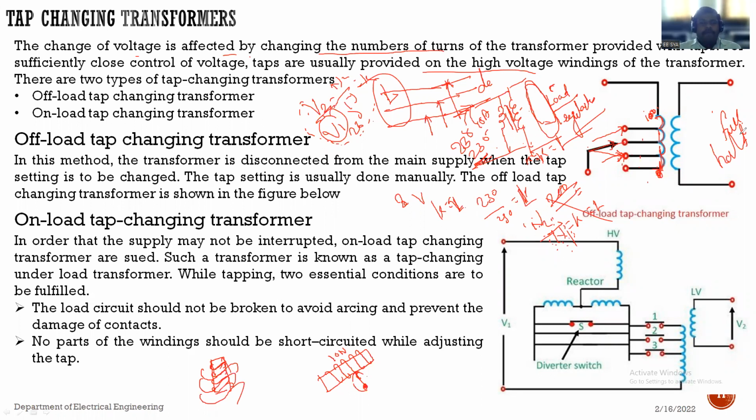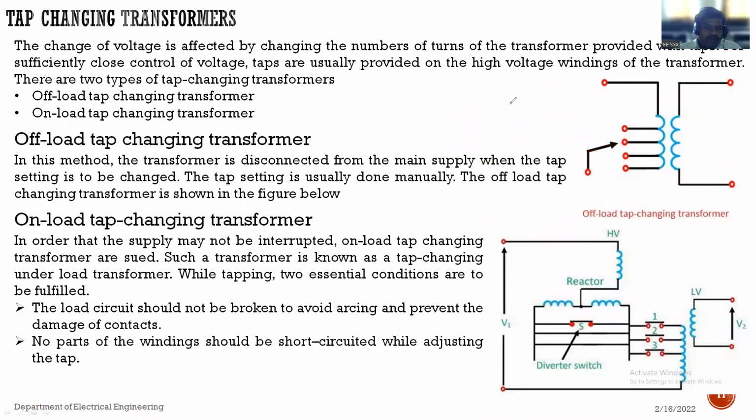This tap changing can be done in two ways. That means the first type of tap changing is nothing but on-load tap changing. That means changing of tap when the transformer is on no load.